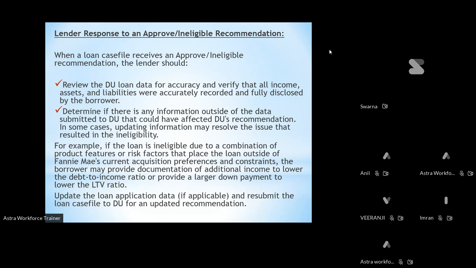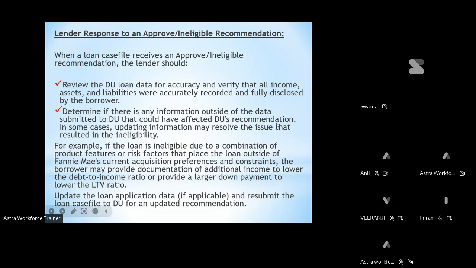For example, if the loan is ineligible due to a combination of product features or risk factors that place the loan outside of Fannie Mae's current acquisition performances and constraints, the borrower may provide documentation of additional income to lower the debt to income ratio, or provide a larger down payment to lower the LTV ratio. Update the loan application data if applicable, and resubmit the loan case file to DU for an updated recommendation.